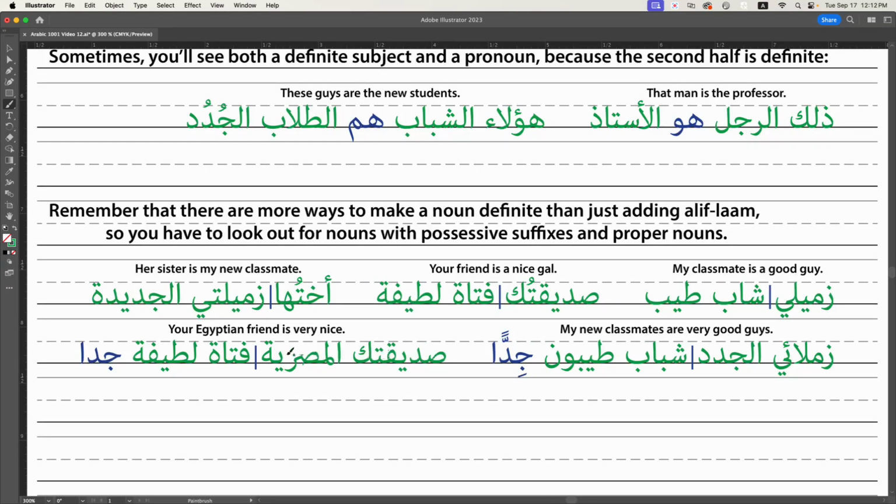Now this is easier to tell that this is the mubtada because the second word begins with alif lam here, even though the first one doesn't. So the reason for this is صديقتك is definite because it has the damir on it. So we have to make its adjective, Masriya, Egyptian, definite by adding alif lam. And then we go to غير معرّف, indefinite, and get fatat latifa jiddan.